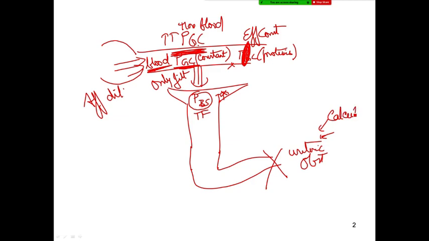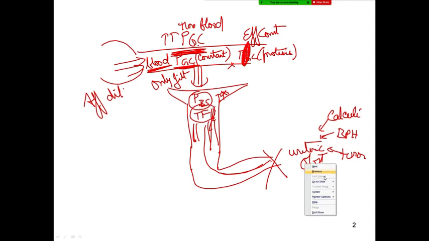Nephrolithiasis, calculi, benign prostatic hypertrophy, or any tumor compressing on the ureters will cause fluid to be unable to leave. That will cause a back pressure. So all the fluid starts accumulating here, and that will increase the hydrostatic pressure in the Bowman space.